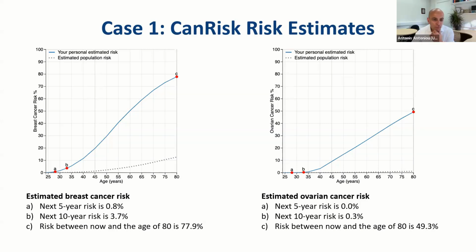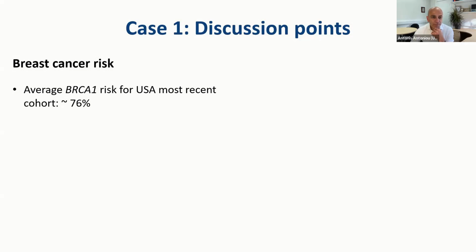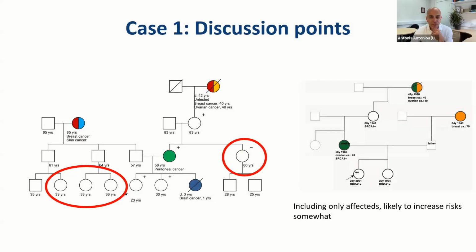So I thought I should comment on two aspects here. First, the breast cancer risk, and then the ovarian cancer risk. So if you consider an average BRCA1 mutation carrier in the US based on the most recent incidences, the average risk for someone at an equivalent age here will be around 76%, which is more or less similar to what you get here with CanRisk. But there's a couple of things that I think is worth considering. First of all, on how data are input in CanRisk.